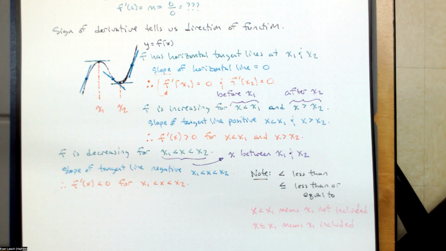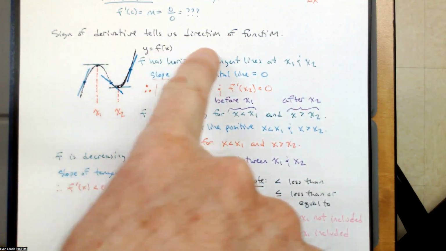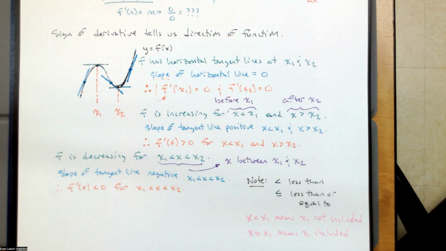Questions? The sign of the derivative tells you the direction of the function. When the derivative is positive, the function is increasing. When the derivative is zero, the function is flat. When the derivative is negative, the function is decreasing. The sign of the derivative tells us the direction of the function.